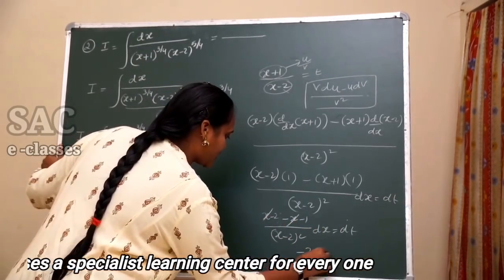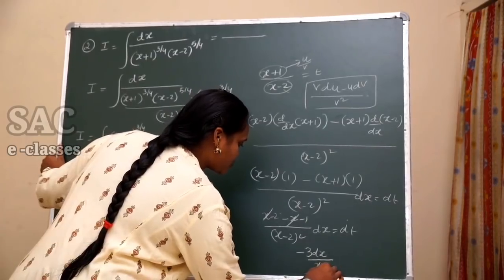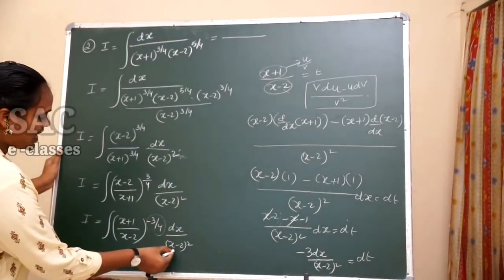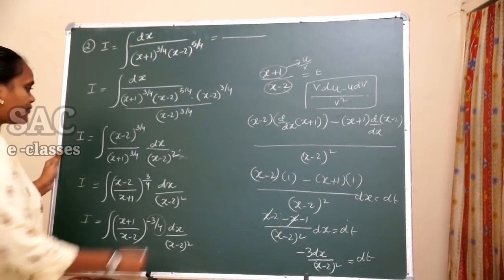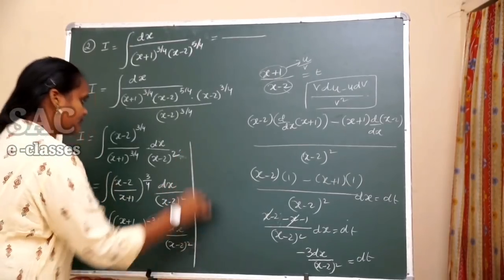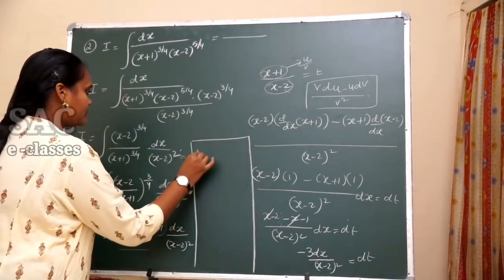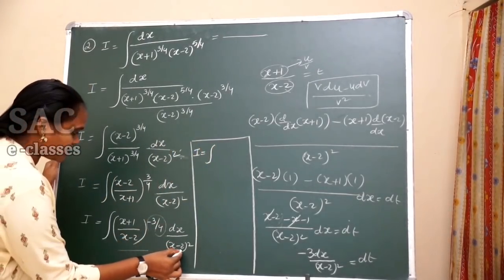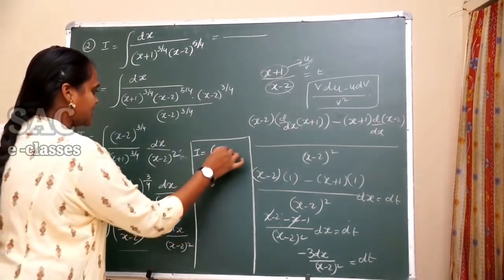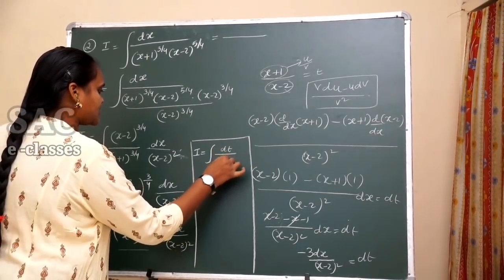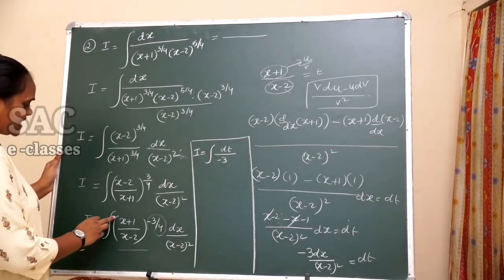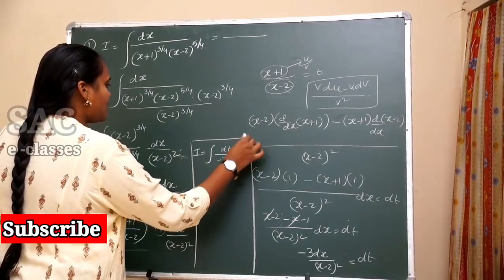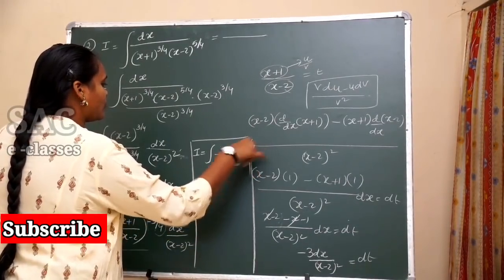Minus 3dx by (x minus 2) whole square is equal to dt. We got dx by (x minus 2) whole square. Clearly, you can write it in this way. I equal to the integration of dx by (x minus 2) whole square, which can be written as dt by minus 3 into t power minus 3 by 4, where the entire expression we have taken as t.